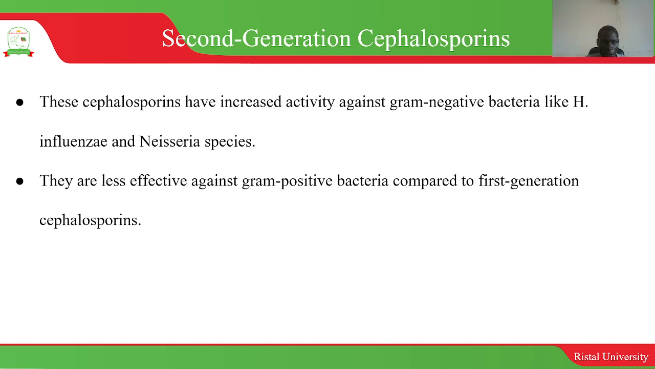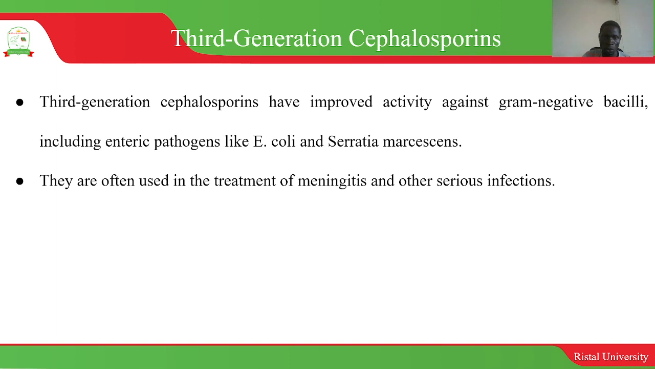The second generation cephalosporins have increased activity against gram-negative bacteria like Haemophilus influenzae and Neisseria species. So here you see the second generation instead have more increased activity against gram-negatives as compared to the first, which were more gram-positive, with only small action against a few gram-negatives. They are less effective against gram-positive bacteria compared to the first generation cephalosporins. So you can have a choice here depending on the gram staining of the bacteria you are dealing with.